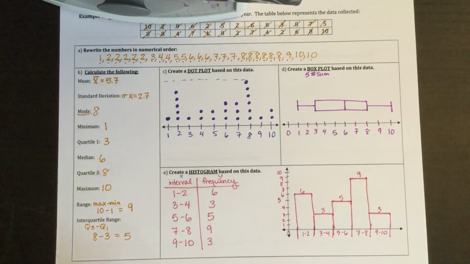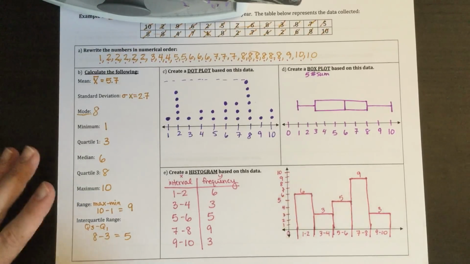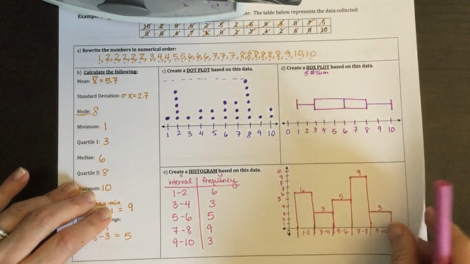Okay, so for one set of data, we got all three displays. A dot plot with dots, a box plot with boxes, and then a histogram with no gaps and with number ranges or intervals. Okay, so let's try that again. We'll go a little bit faster this time.